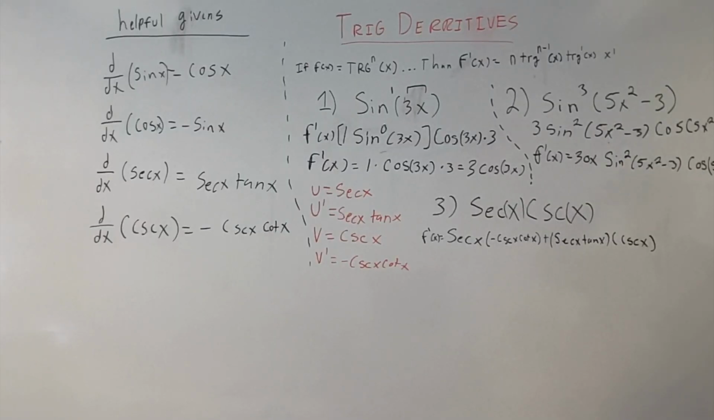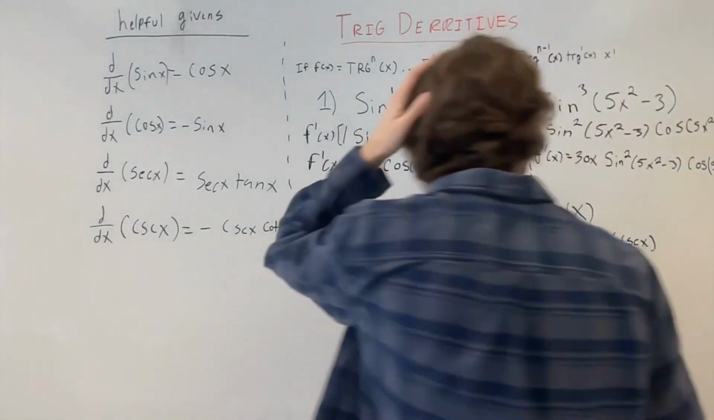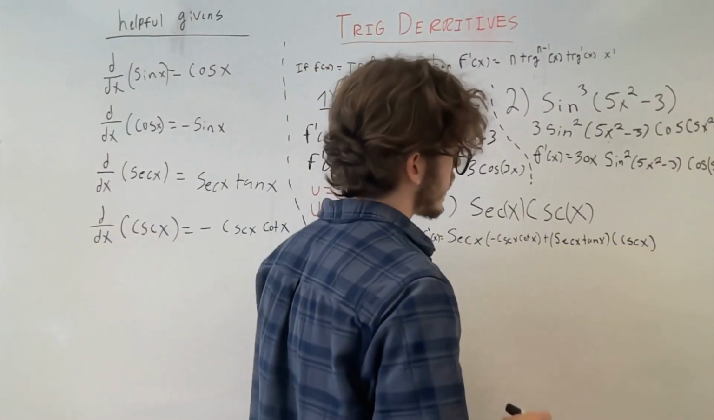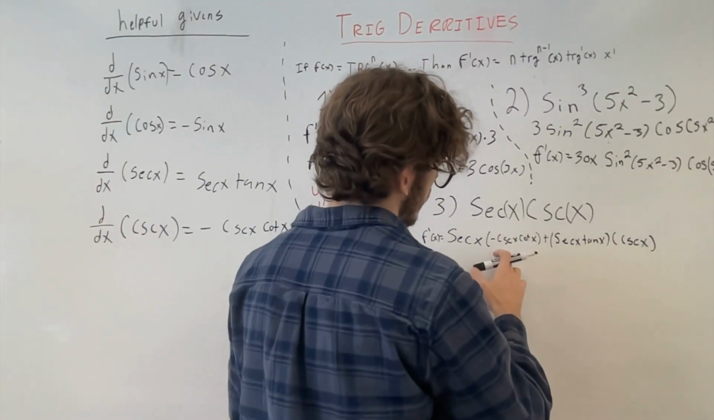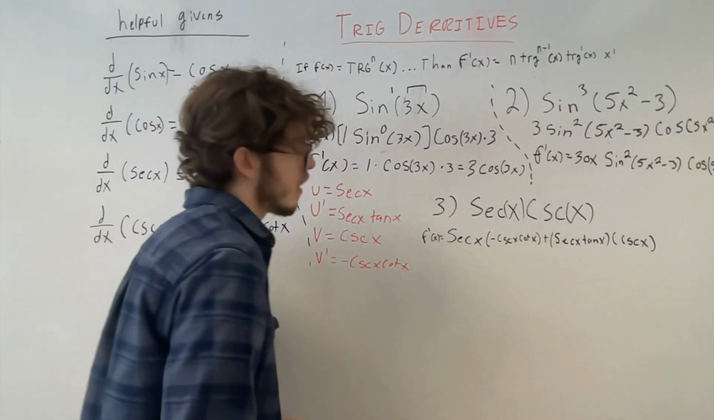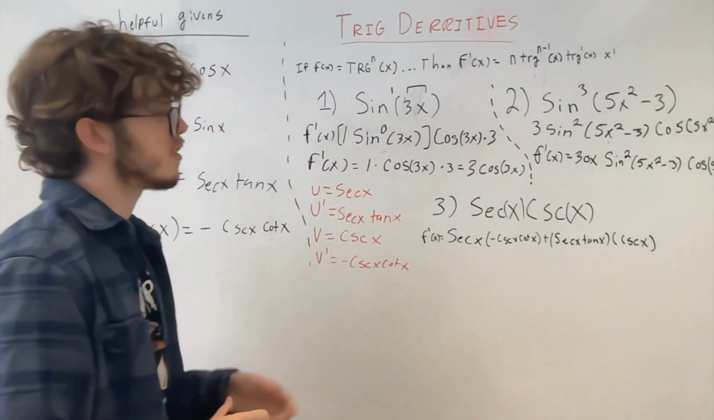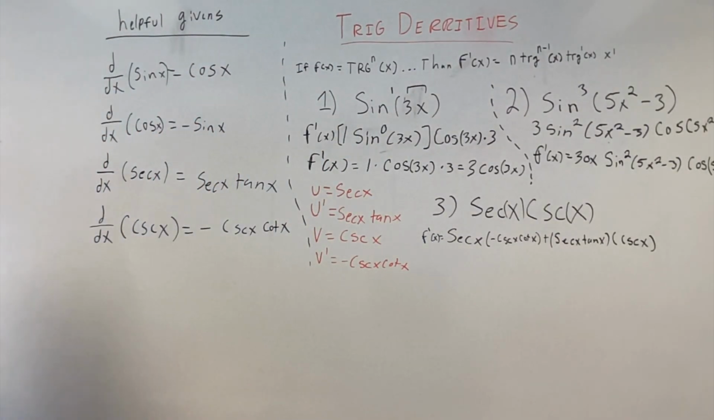So we could do a little bit of simplification, but this is probably the most simplified form. Just know bring your negative out and you're all set. So that is the derivative of secant x cosecant x. And that's trig derivatives. They're a little bit tricky. I suggest doing a bunch of problems and remembering all the rules for that because it is quite important.